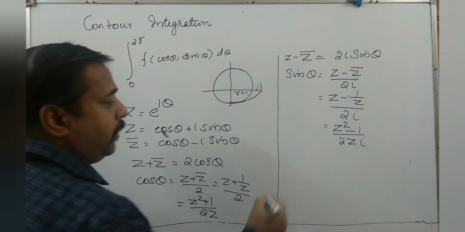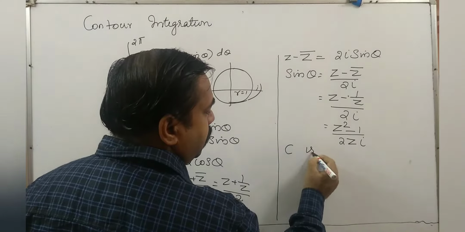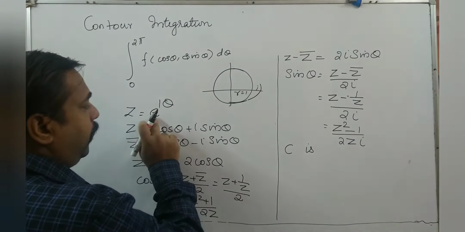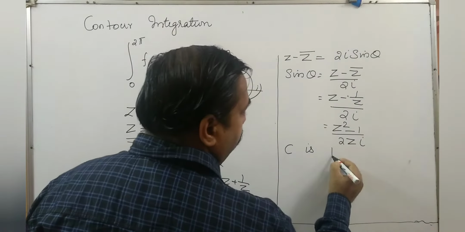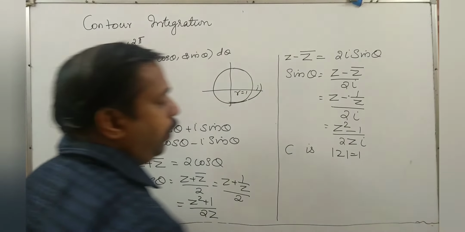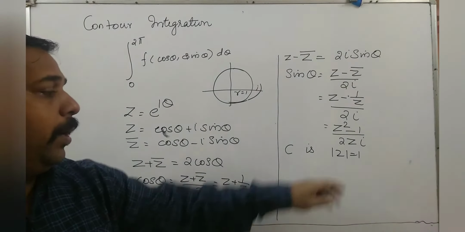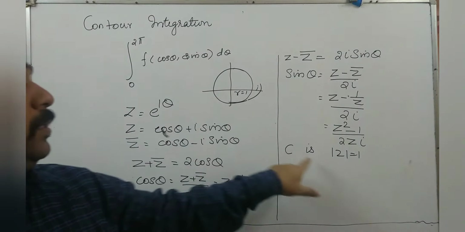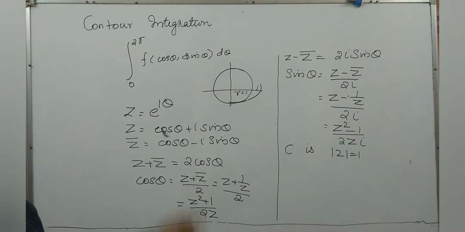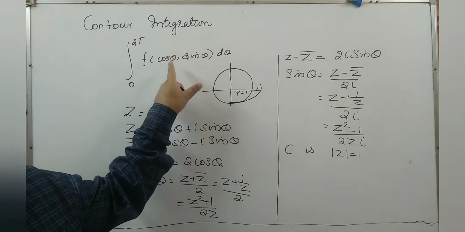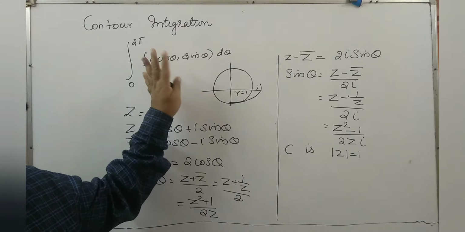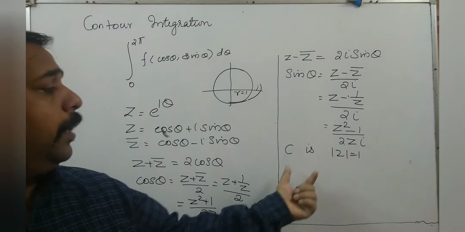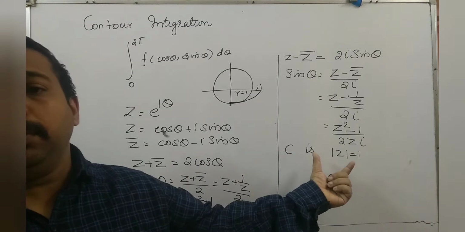So now, what remains is c. If you take mod z, what is the value? Mod z is equal to 1. So c is mod z is equal to 1. Now this is converted to a complex number with c as mod z is equal to 1. We take the cos term and the sin term, convert them to complex numbers, then take c as mod z is equal to 1.